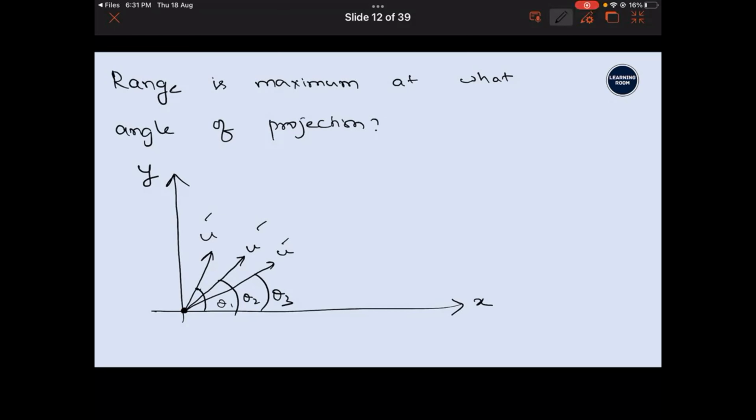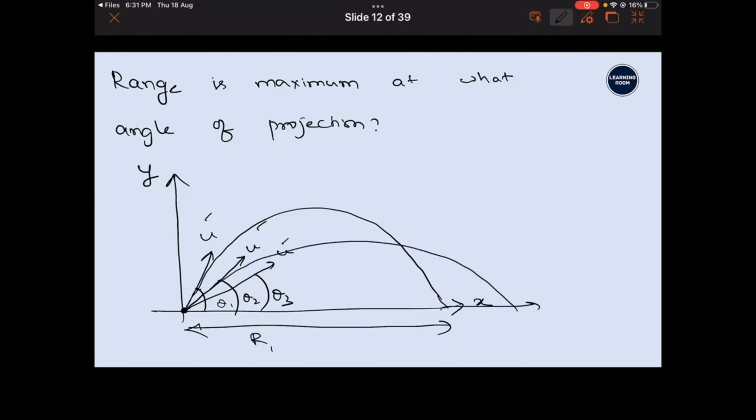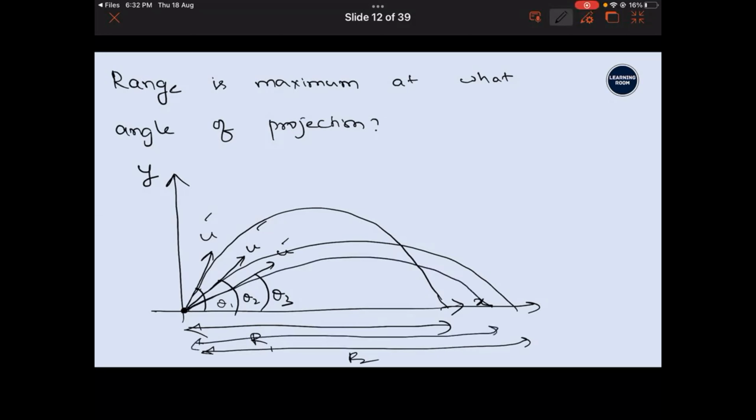In the sense, if I project the particle at an angle theta 1, let's say I'm getting this range. Let me call this R1. Similarly, when I project it at theta 2, I'm getting a range like this. Let me call this R2. If I project it in this way, let me say I'm getting R3. It's just a rough diagram, okay? So like this, I have only 3 scenarios.